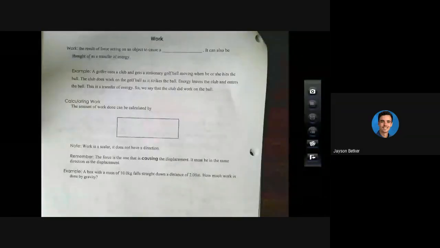We are moving on to work today, which is kind of funny because today is no housework day, but we do have to talk about work in physics today. So what is work in the physics world?